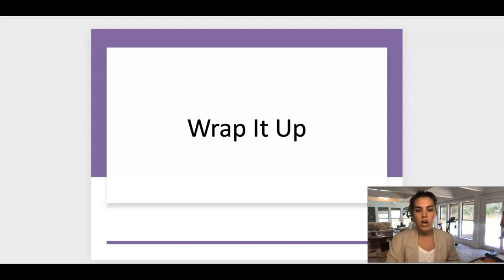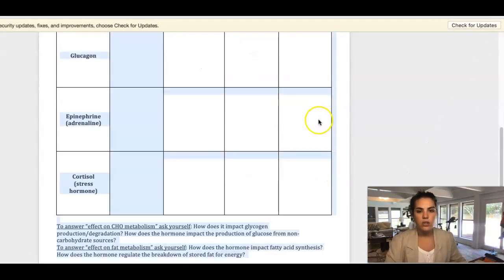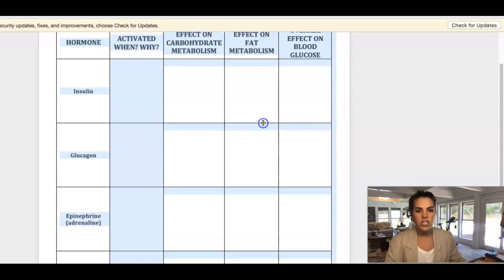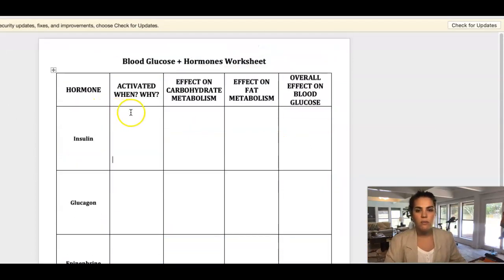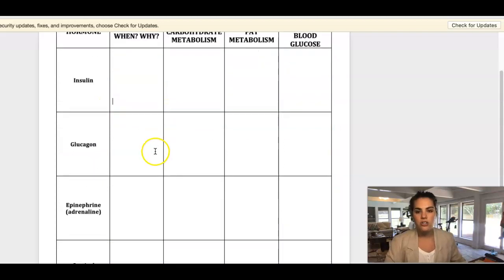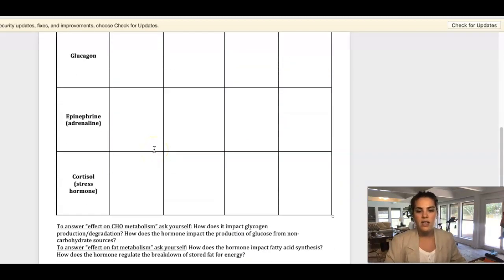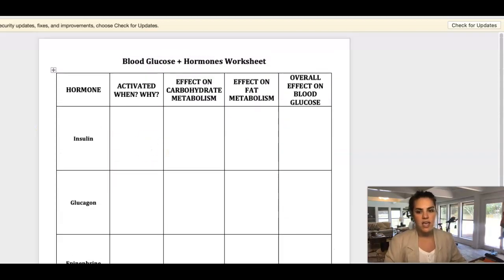Next class, we're going to be talking a little bit more about how those hormones drive the way we go in these metabolic pathways. So I have also sent you this blood glucose and hormones worksheet. This is a little bit more specific to the carbohydrate chapter, which we'll be reviewing next. So take a look at this, and we will work on this together next class as well.